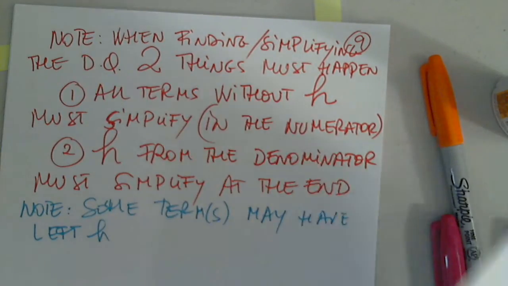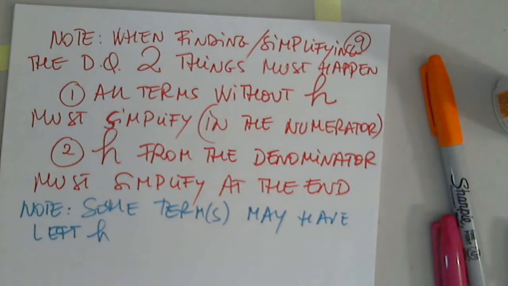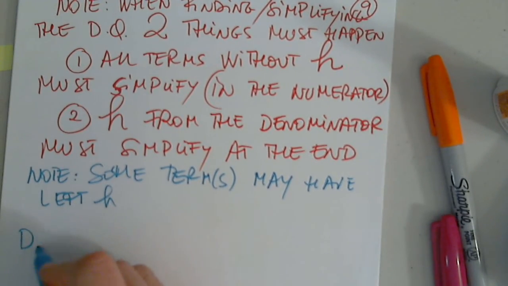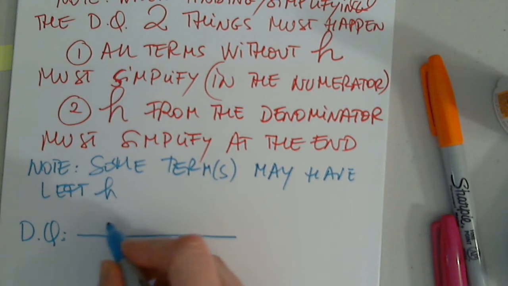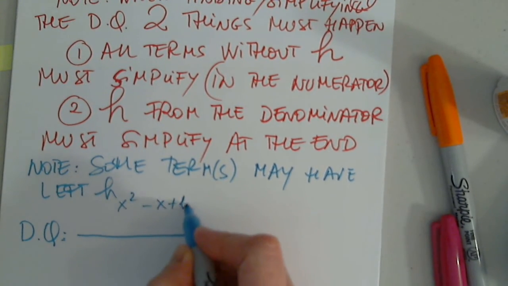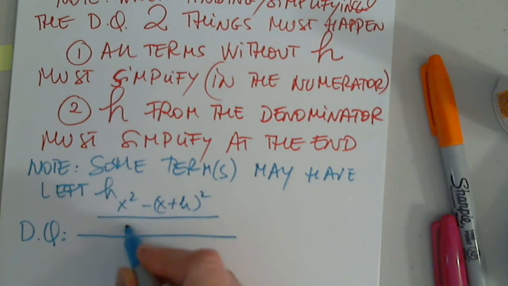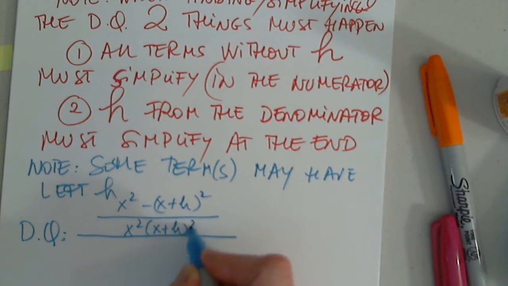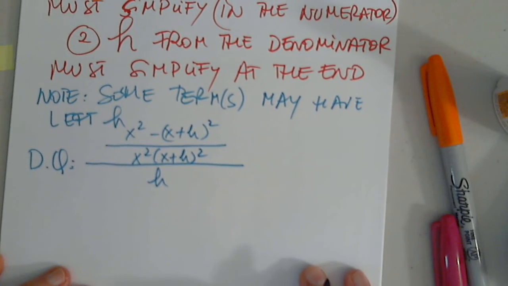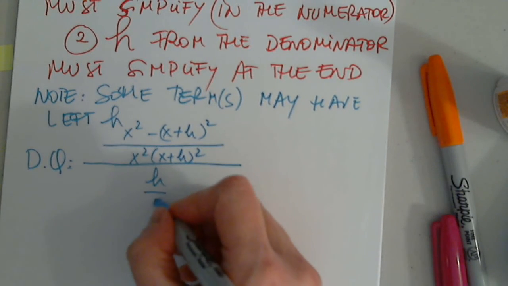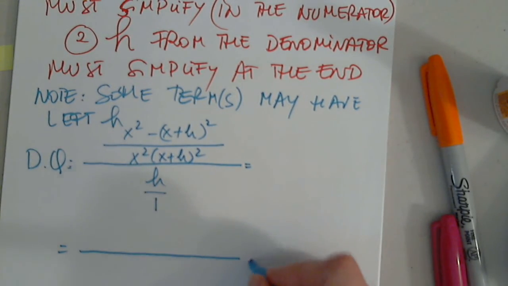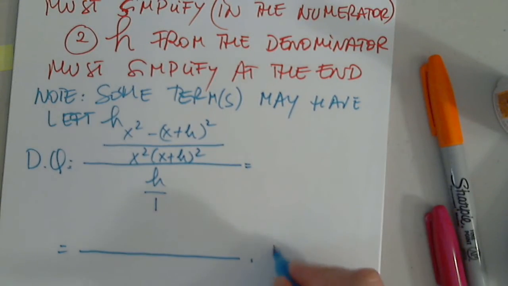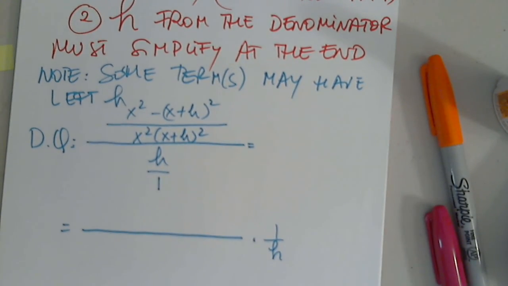Okay. So now I'm back. I will just copy it from that stage because I don't want to go back to that page. So we have x squared minus x plus h squared, everything divided by x squared, x plus h squared, divided by h. So h is the same as h over 1. So in the next step, I'm going to flip because that's how we divide fractions.